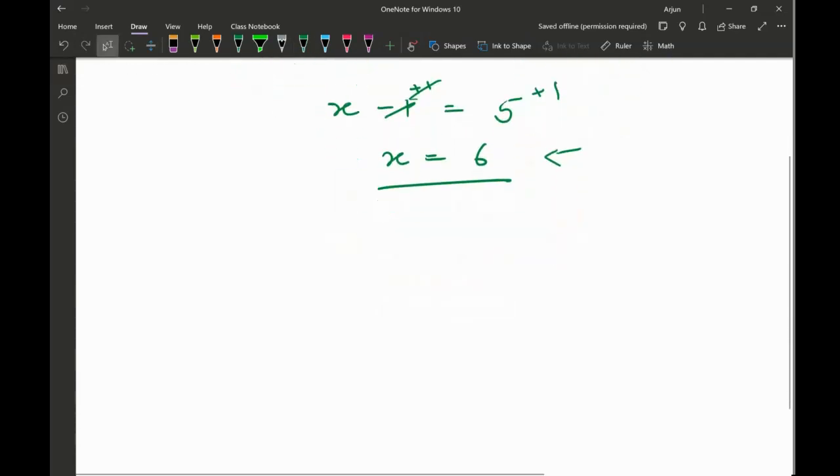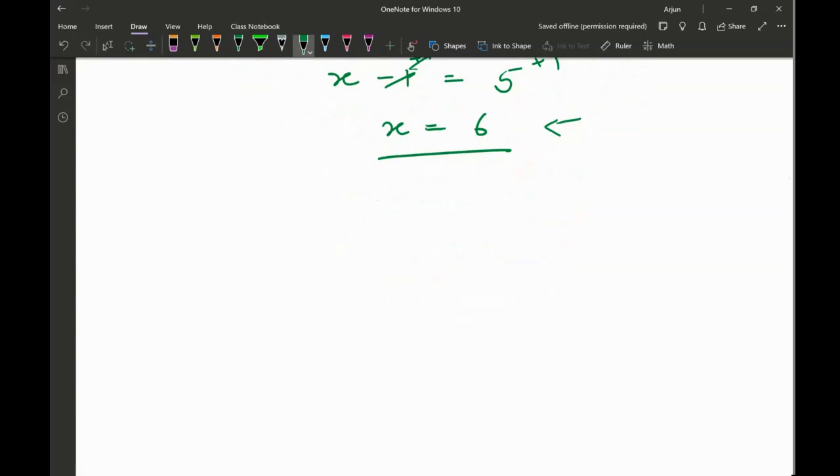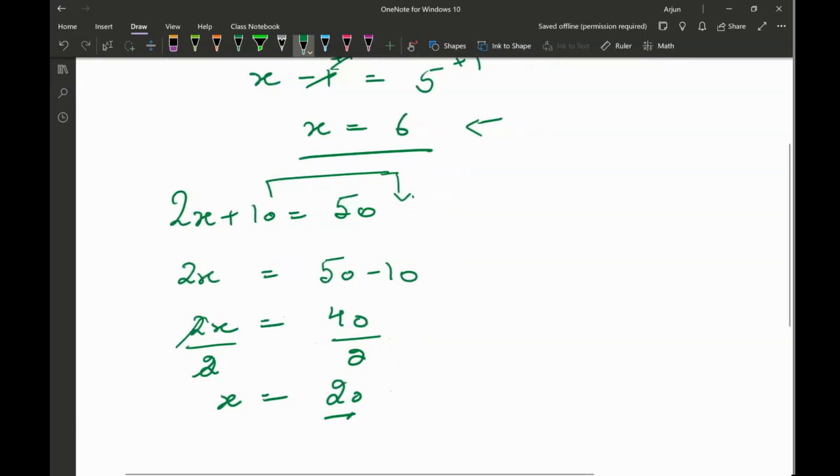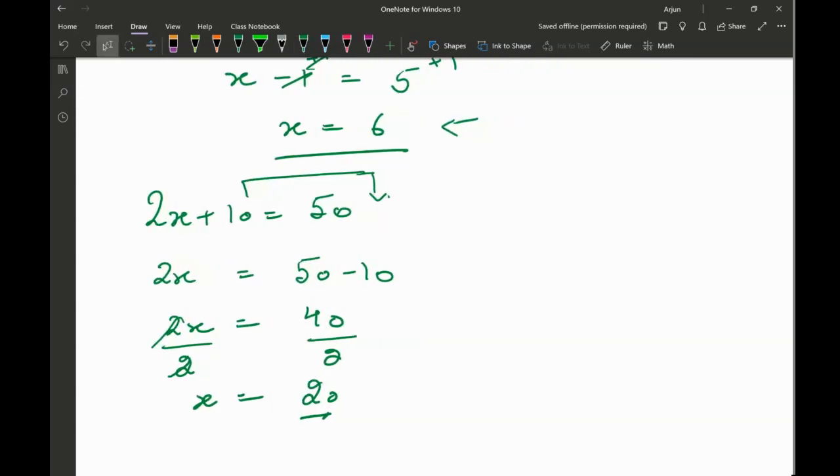All right. If the equation becomes a little more complicated, something like 2x plus 10 is equal to 50, how do we solve for the value of x? First of all, I have to move this 10 to the other side. So 2x is equal to 50 minus 10, and that will be equal to 40. Now I will divide both sides by 2, so the x value will come out to be 20.